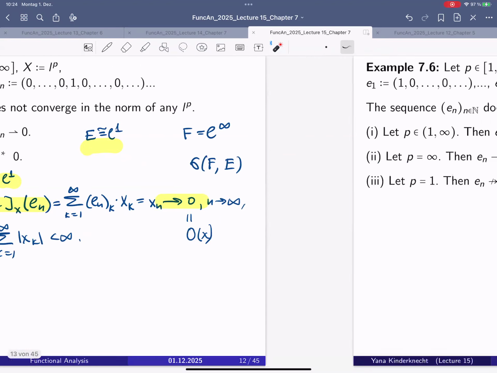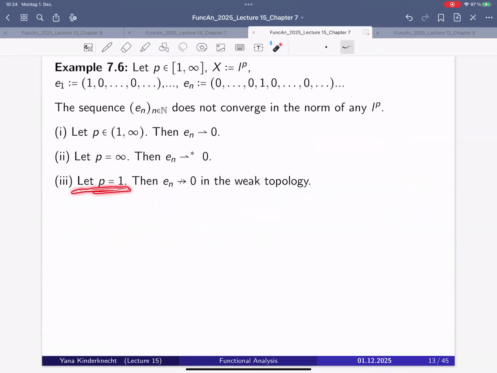Now, the last case, p is equal to 1. Then the statement is that this sequence of vectors does not converge in the weak topology. So again, the weak topology is as here. That is, as E we consider L1, so this is my space X, and as F I consider its topological dual, and I am interested in the topology here. So the statement is that this sequence of vectors does not converge in this topology. So how to check?